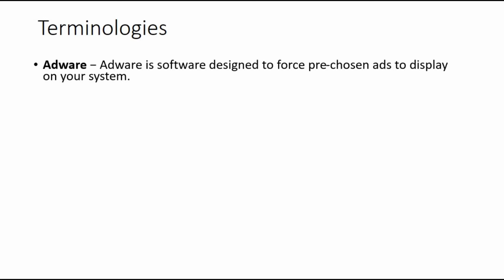So the first one is adware. What exactly is adware? It is software designed to force pre-chosen ads to display on your system. You have observed that whenever you open any website, you can see some advertisement already present there. So that is what adware is.